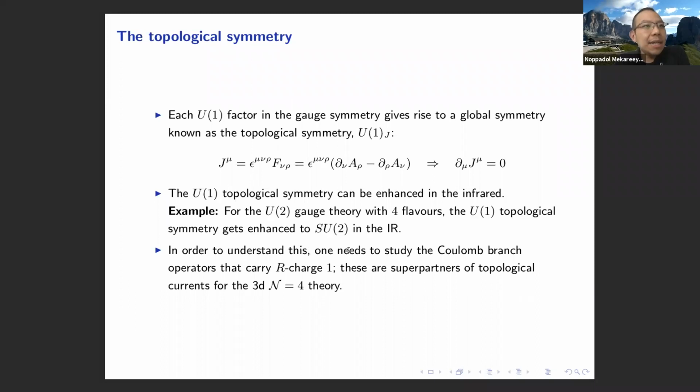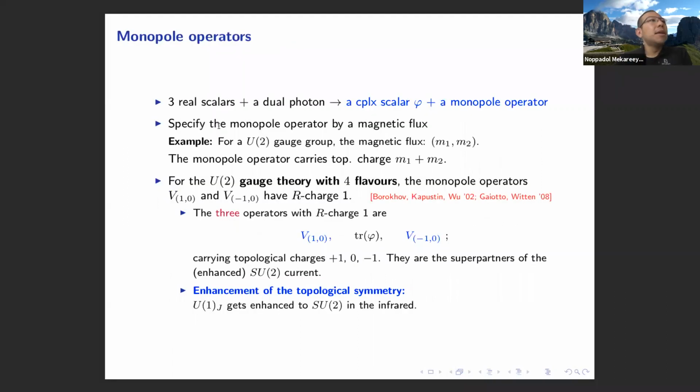To understand this, one needs to study Coulomb branch operators that carry R charge 1. Why R charge 1? Because these are superpartners of the topological currents for 3D N=4. This is due to the 3D N=4 superconformal algebra: it is enough to look at operators at R charge 1, which are superpartners of the topological current, and you can detect the enhancement of the topological symmetry.